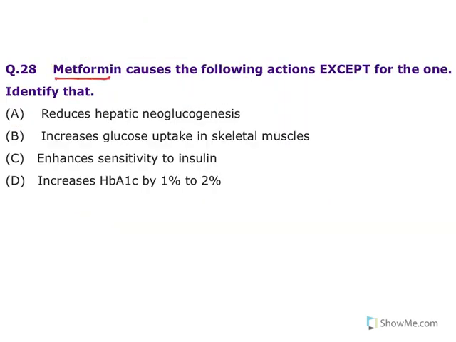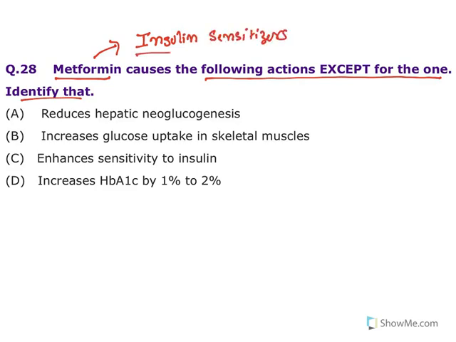Now, metformin causes the following actions except for one. Identify that. Metformin belongs to the biguanide class. This is a drug used to treat diabetes mellitus. It belongs to a class known as insulin sensitizers. That means the cell sensitivity towards insulin is increased because of these drugs.